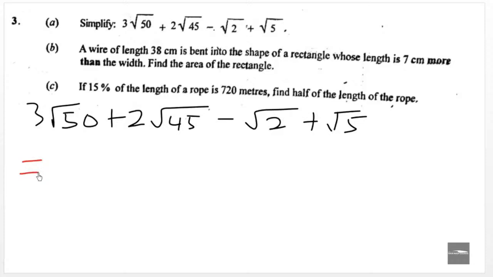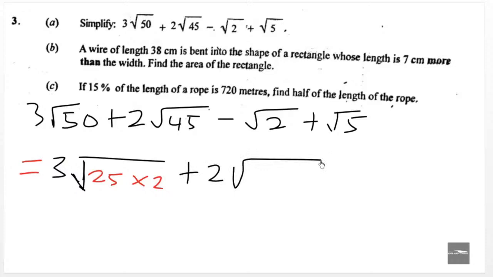So this is equal to 3 root 50, and 50 is the same as 25 times 2. 2 square root of 45 is the same as 9 times 5. Then we have minus root 2 plus root 5.